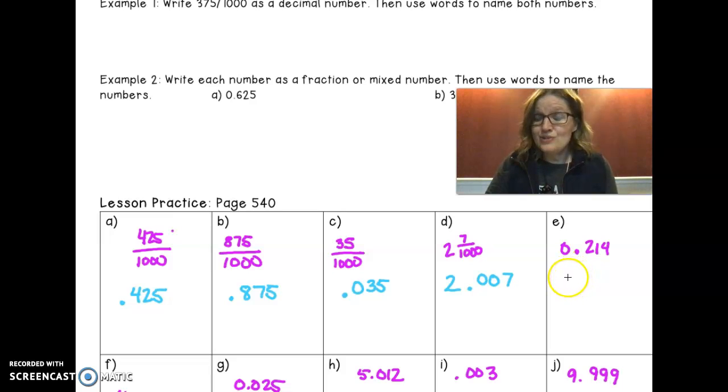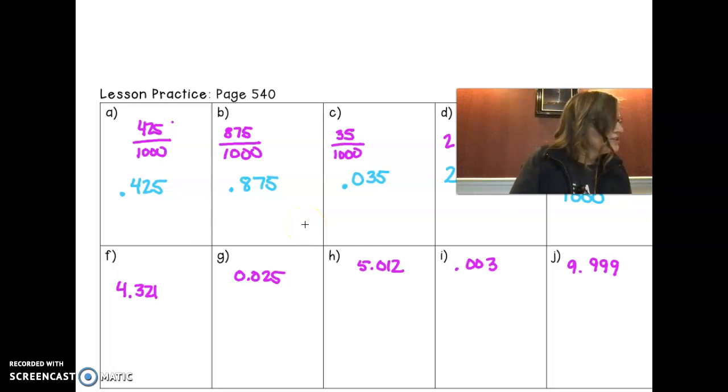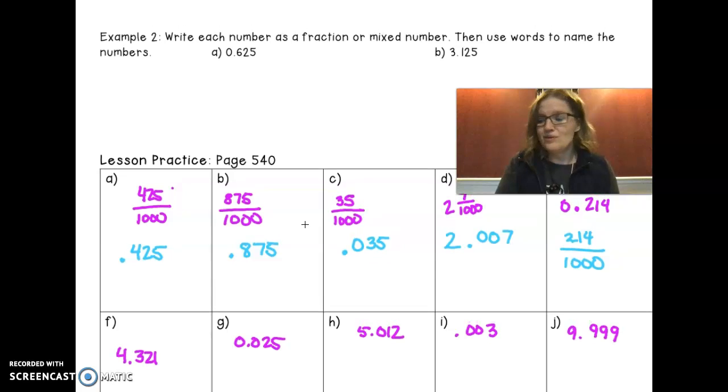Now we need to do the opposite and create the fraction form for this. So 214 hundredths. And let's see, I'm also looking, and they want us to use words to name these. So, okay, here we go. This is going to take a minute.